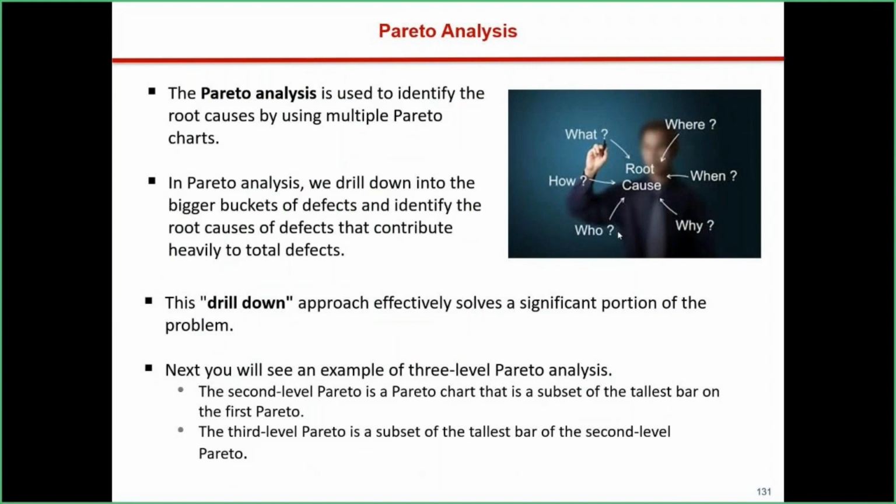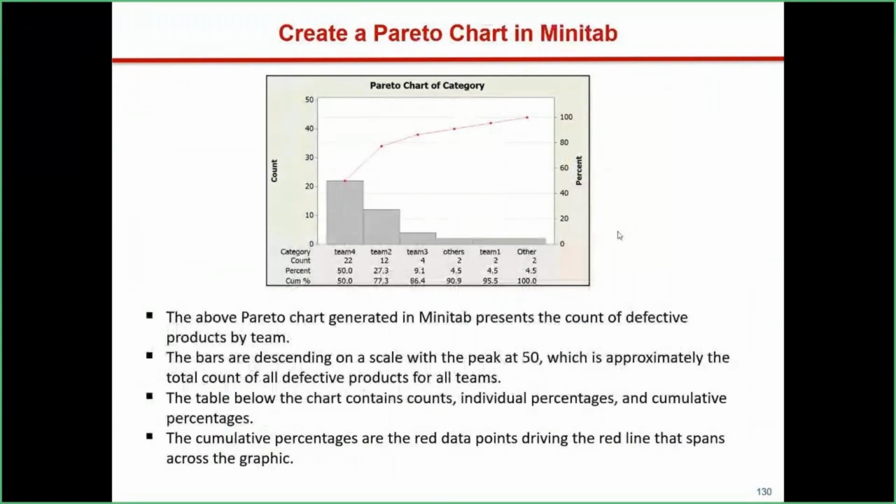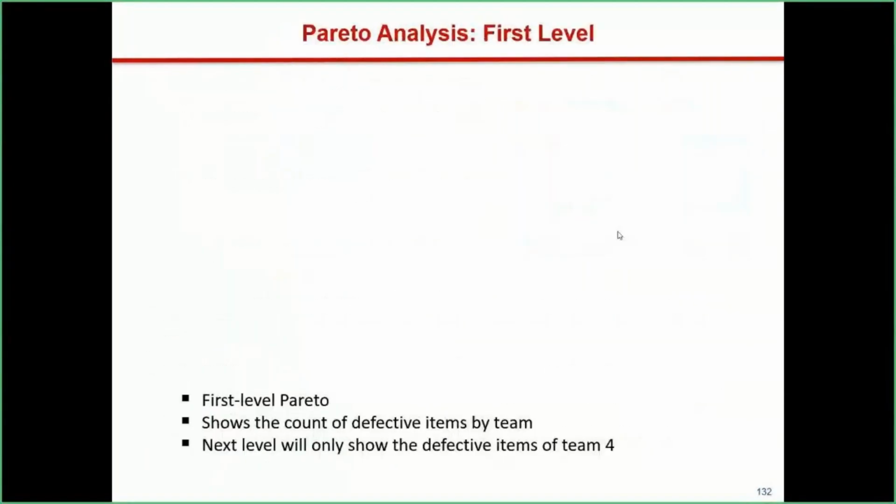Next, you will see an example of three-level Pareto analysis. The second level Pareto chart is a subset of the tallest bar on the first Pareto, and the third level Pareto is a subset of the tallest bar in the second level Pareto. So let's see what exactly it means. You have seen this chart. This is the first one that we have done. Now we'll go to level 2.